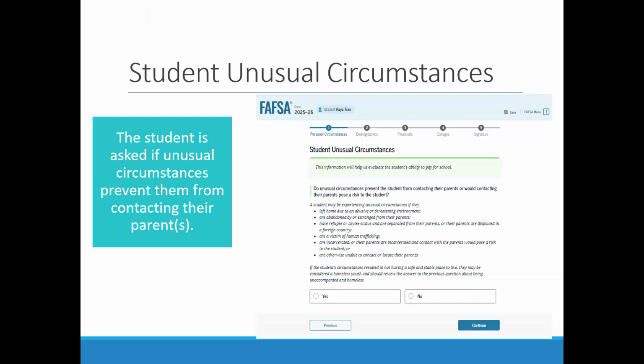The student will then be asked if there are other unusual circumstances preventing them from contacting their parents. Are they in an unsafe environment where they're not able to ask their parents for their information? Are they a victim of human trafficking? They will answer yes to this question if they have any of these unusual circumstances. If no, then they will just move through the form.